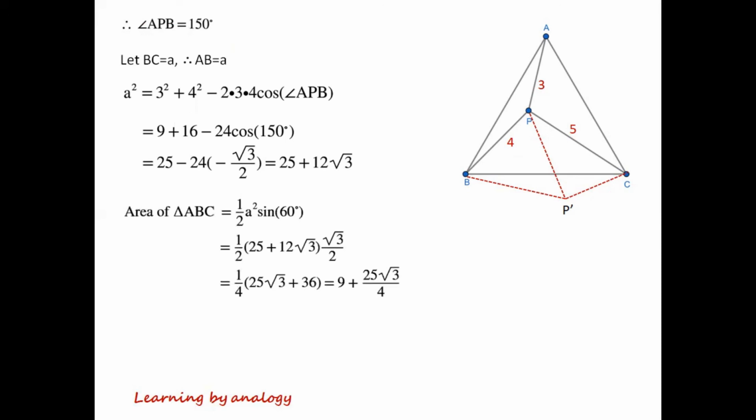Area of triangle ABC equals a half a squared sine 60 degrees equals a half times 25 plus 12 root 3 times root 3 over 2 equals a quarter times 25 root 3 plus 36 equals 9 plus 25 root 3 over 4.